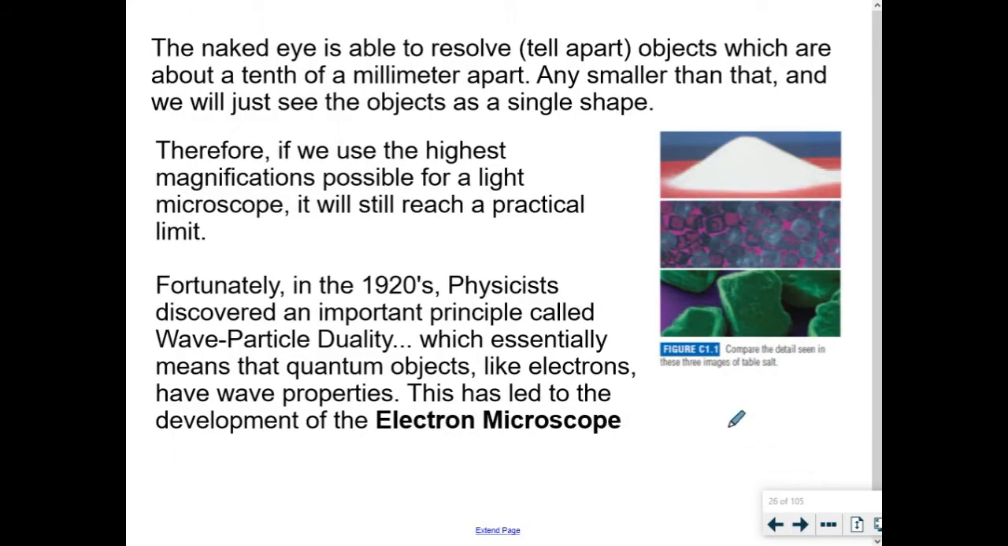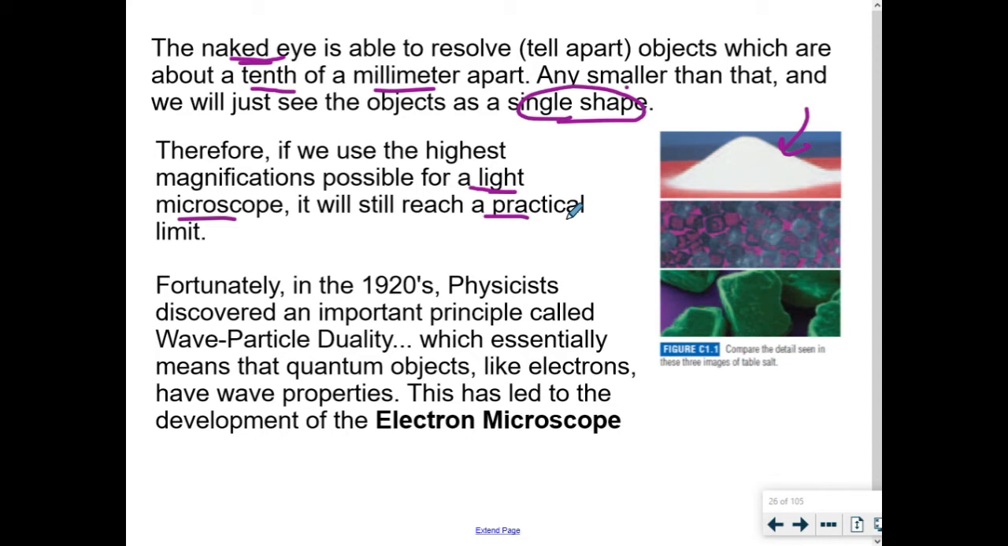Okay. So here's kind of a summary of what I've just discussed. With the naked eye, so basically no telescopes, no microscopes, you can see 1/10 of a millimeter. Anything smaller than that, and you just see the object as a single shape. As an example, this white pile of salt right here, you can't see the difference unless you're really, really close. Okay? But light microscopes have a practical limit, which meant that in the early part of the 20th century, biology kind of reached a standstill for a while because microscopes couldn't zoom in any closer.